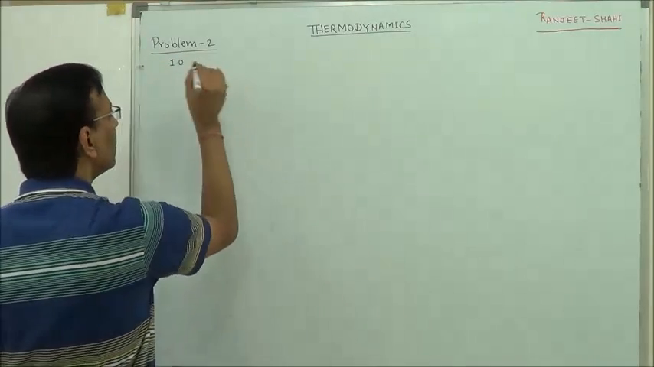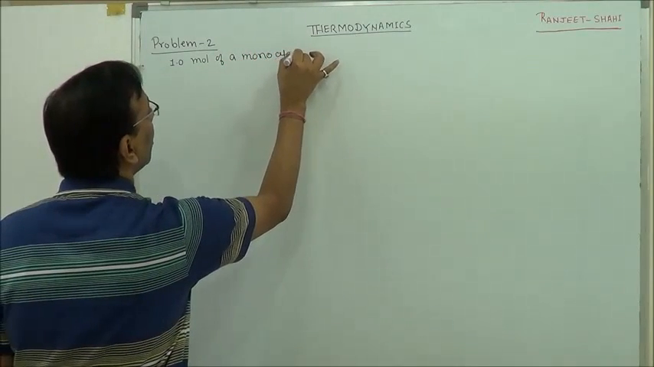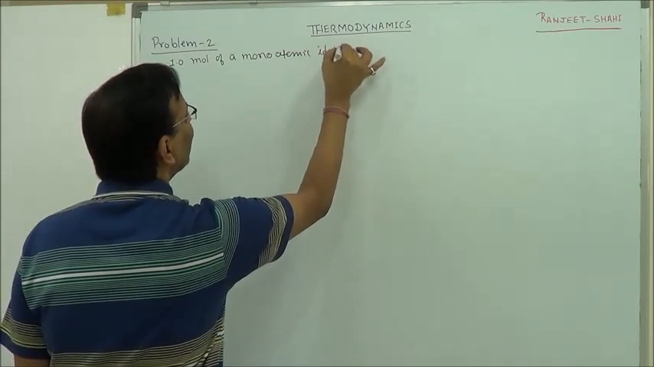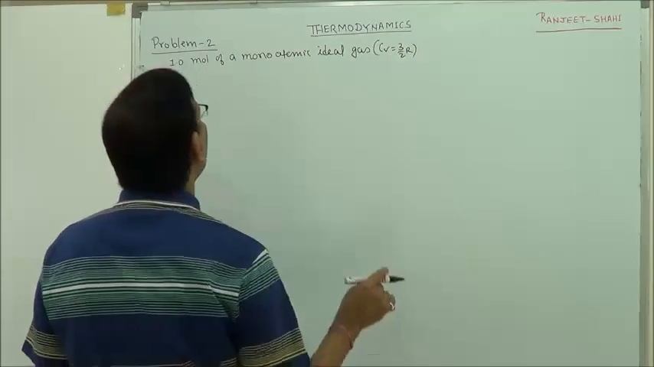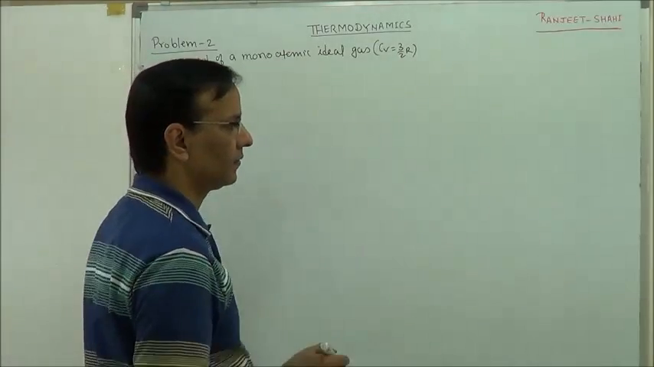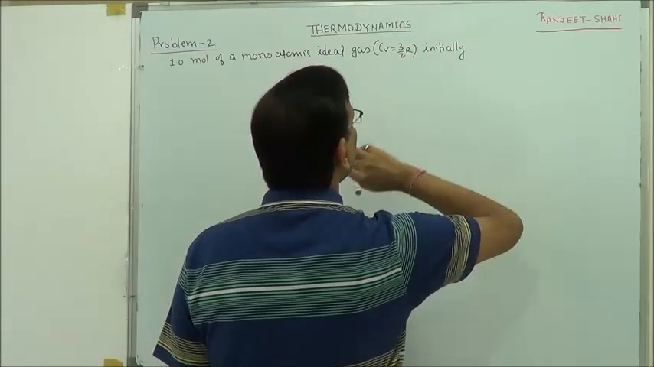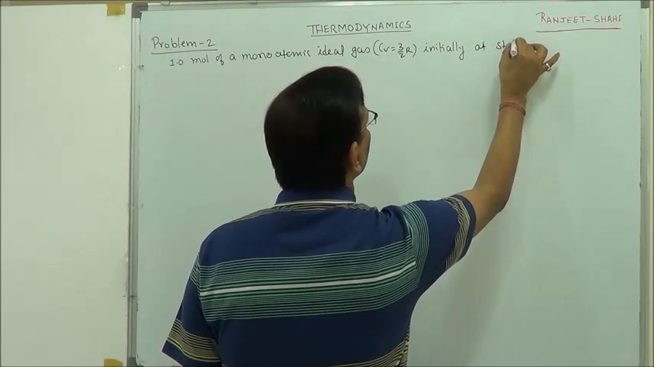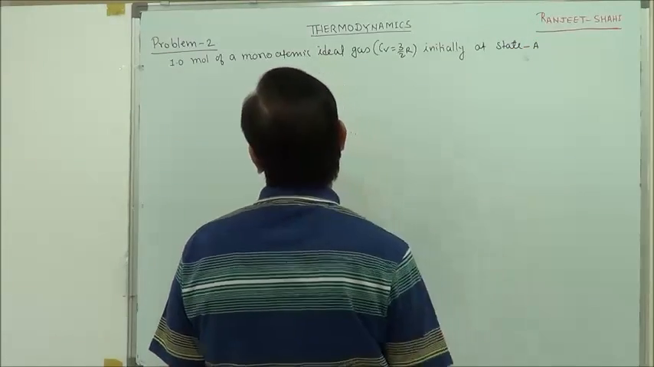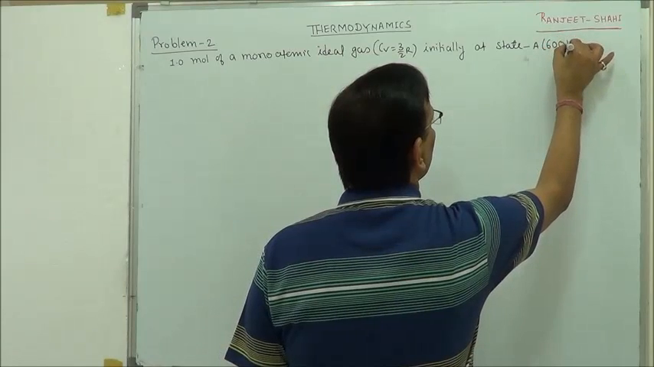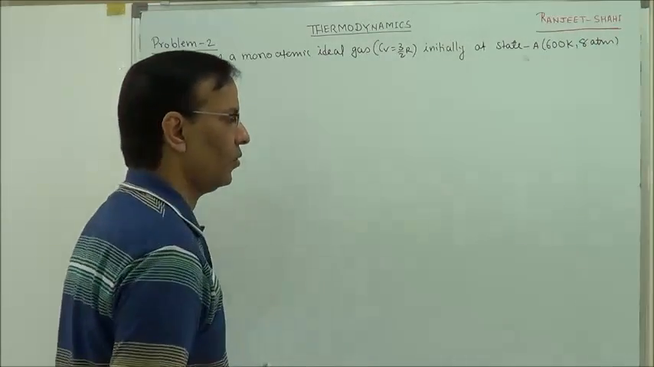1 mole of a monoatomic ideal gas. Monoatomic means CV is equal to 3/2 R. 1 mole of a monoatomic ideal gas, initially at state A, defined by 600 Kelvin and 8 atmosphere.